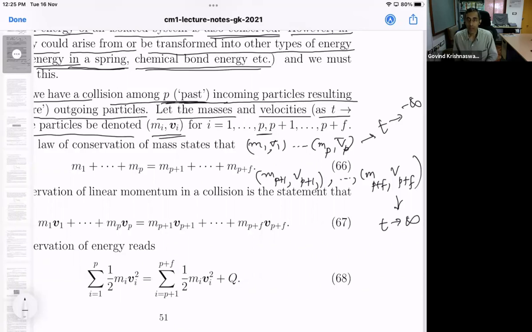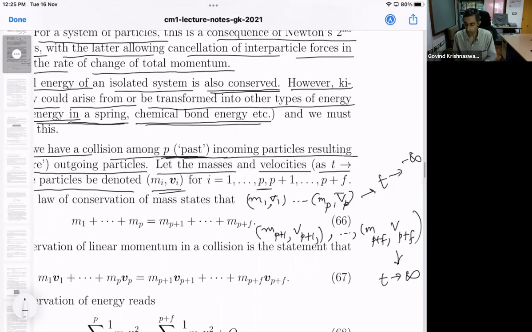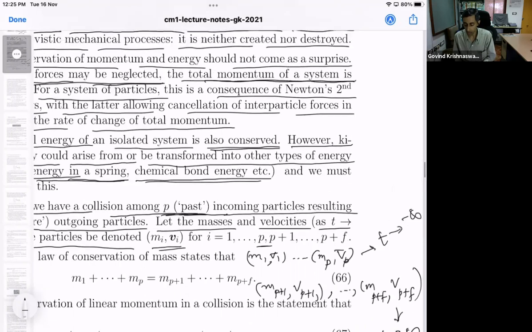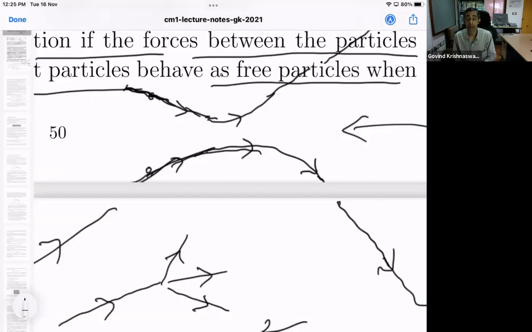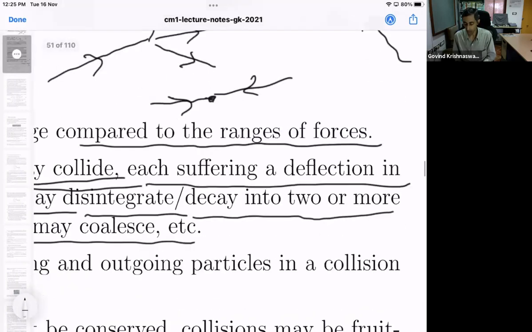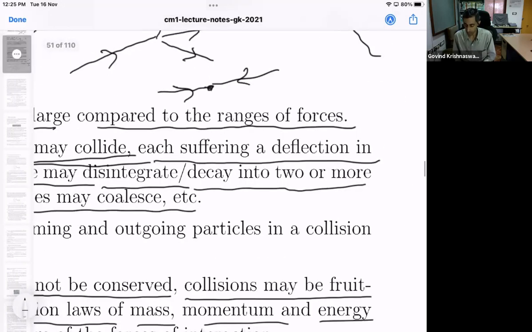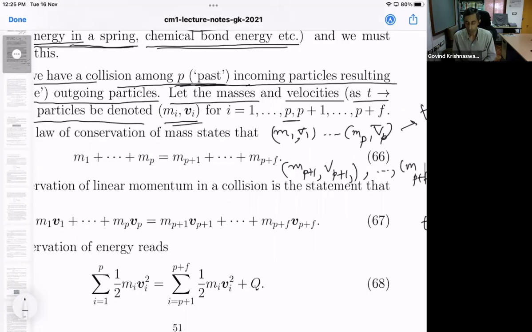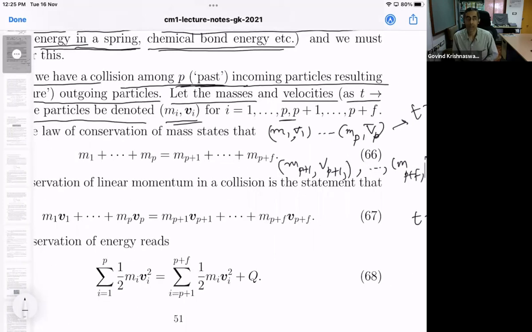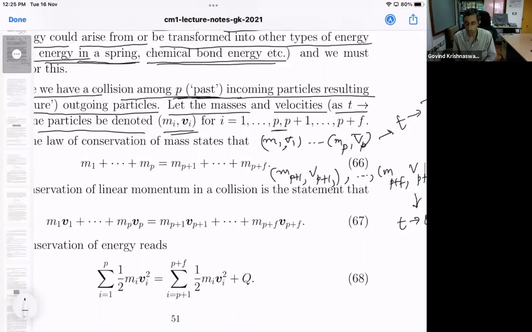At finite times, we don't really know what the velocities are, because they could change with time. As this picture illustrates, the particles' trajectories may bend. So we don't know the velocities at intermediate times. To find out what those velocities are, we will need the forces. But we are not told what the forces are precisely now, so we don't address that question.